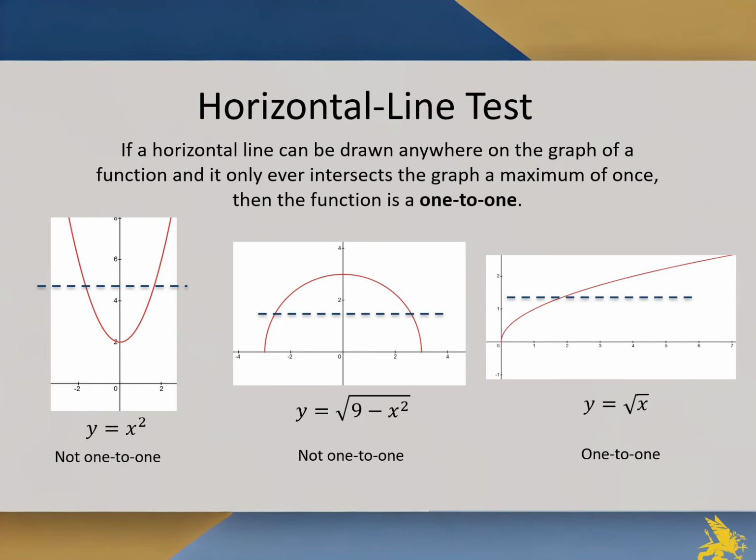A horizontal line test. A horizontal line can be drawn anywhere on the graph of a function, and it only ever intersects the graph a maximum of once. So let's look at this first one. Let's get the highlighter out. Here, we can see it's intersecting twice, so it's not one-to-one, but y equals square root x, it is one-to-one.